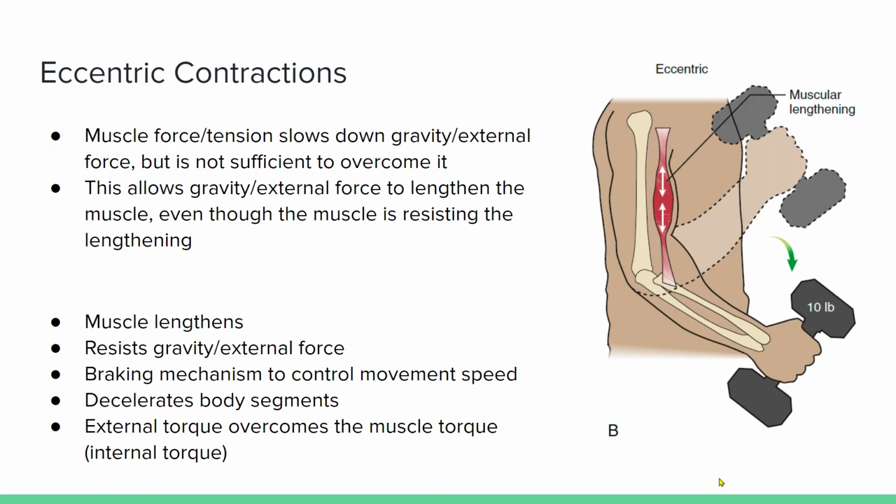So a few features: the muscle lengthens, it resists gravity or that external force. It's typically the braking mechanism to control movement or speed. So you can think about when you throw a ball, the acceleration phase is a concentric contraction, and then as your arm is slowing down after you release the ball, then you're using an eccentric contraction to brake that movement by decelerating those body segments. And the external torque overcomes the muscle torque for an eccentric contraction.